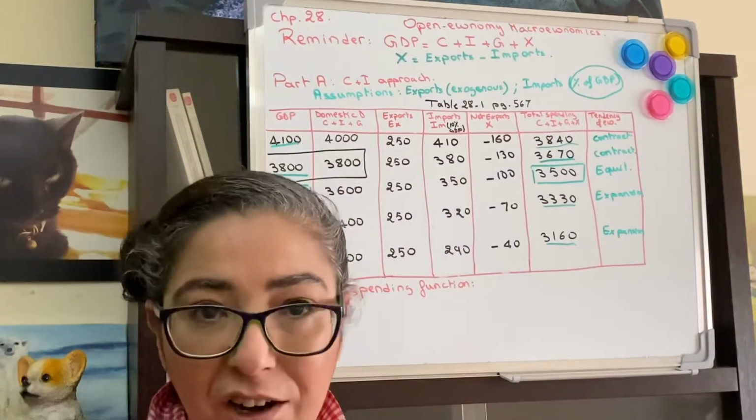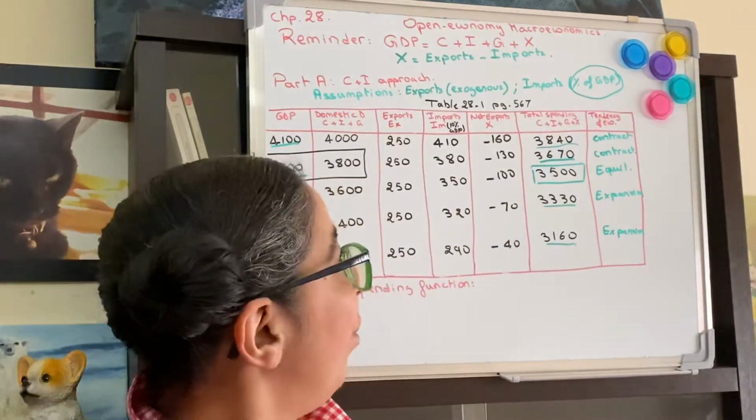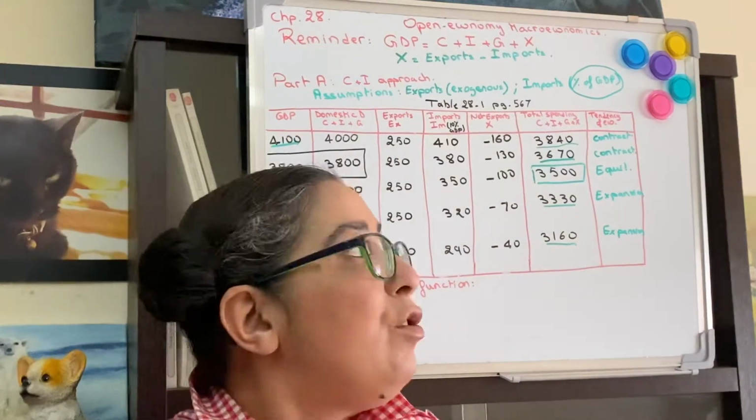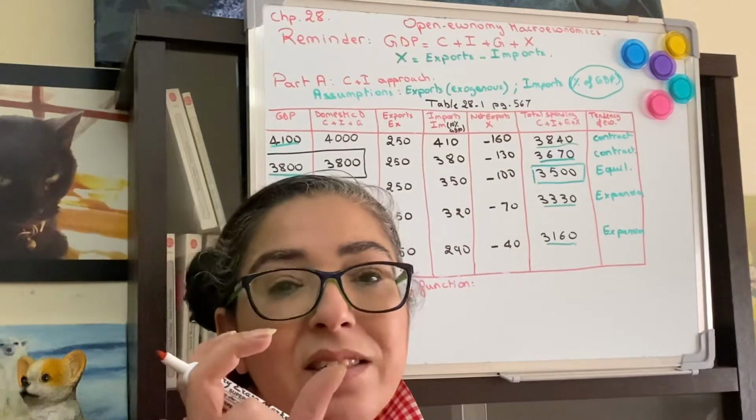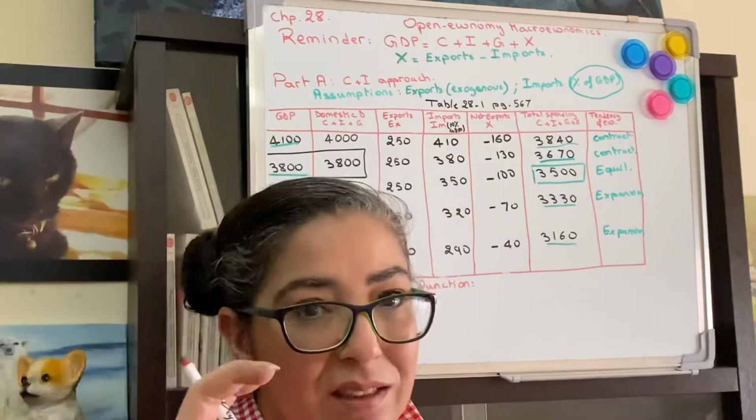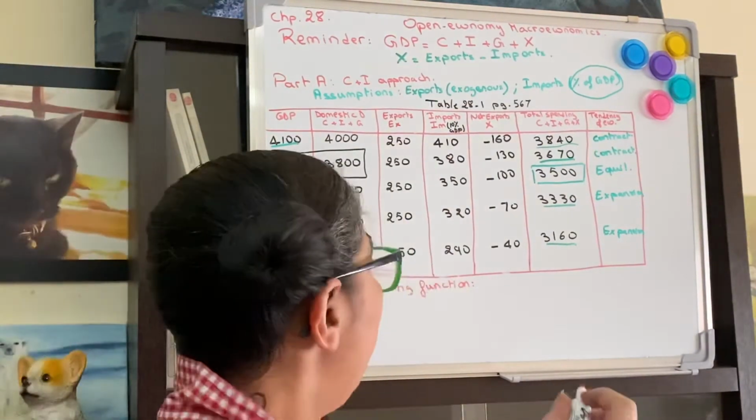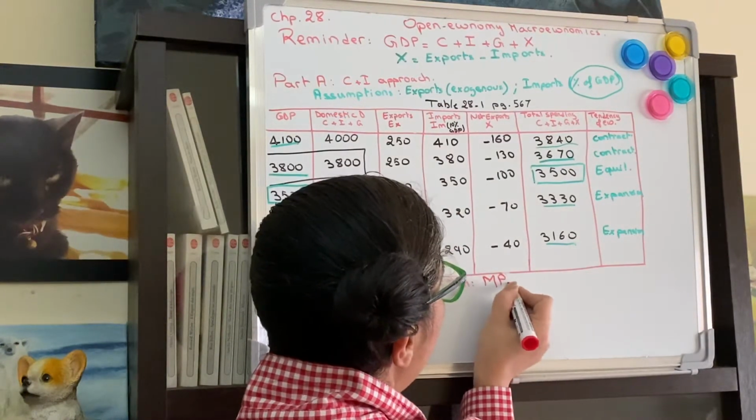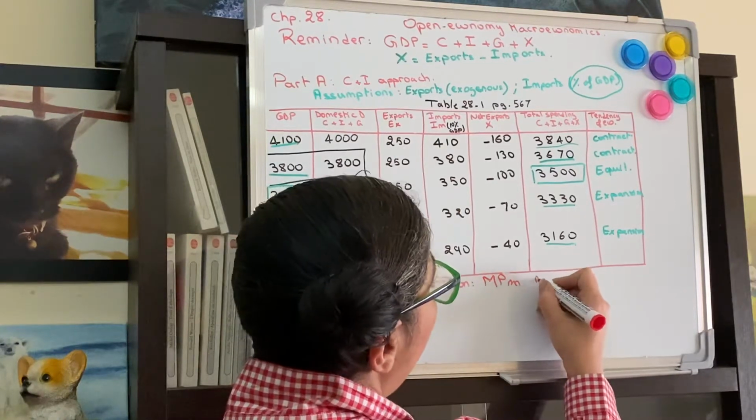For each dollar that you consume, you're gonna have a part of it that's gonna go to imported goods. That part of that dollar is your marginal propensity to import. MPM. That's my M, okay? Marginal.